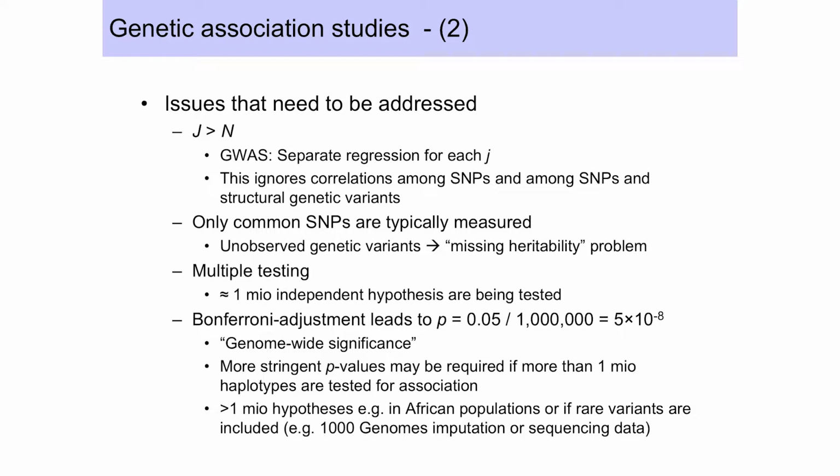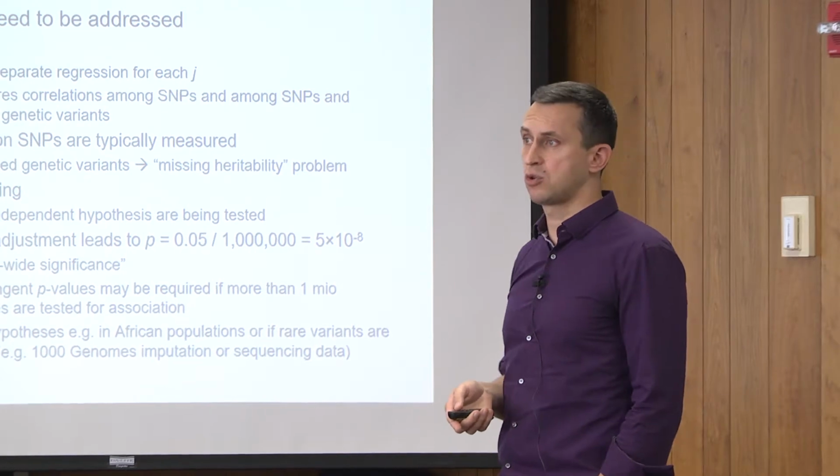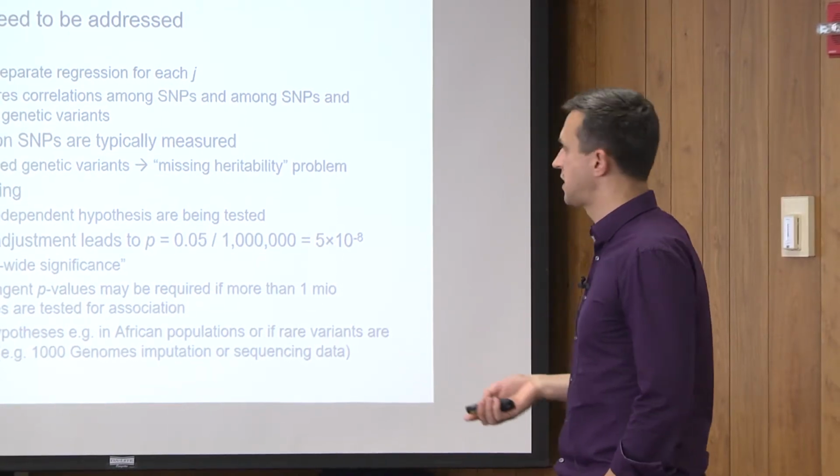Now, it turns out that as we get better genetic data, we may actually be testing more than 1 million hypotheses. And also there are some human populations that actually have much more genetic variation than we have as Europeans. And also in these populations, you may actually need to impose even more stringent p-value thresholds to correct for multiple hypothesis testing.